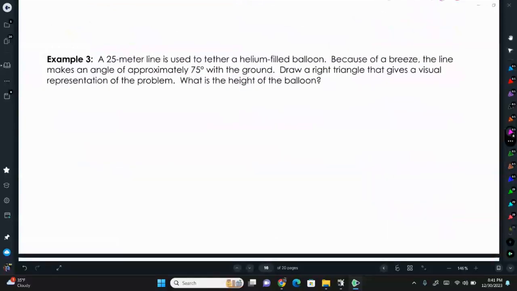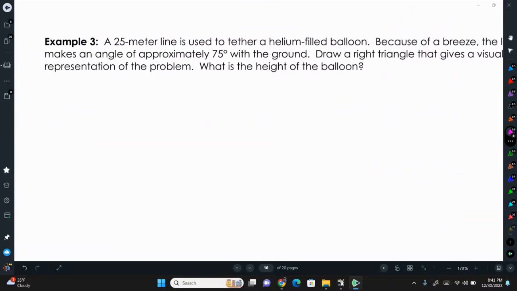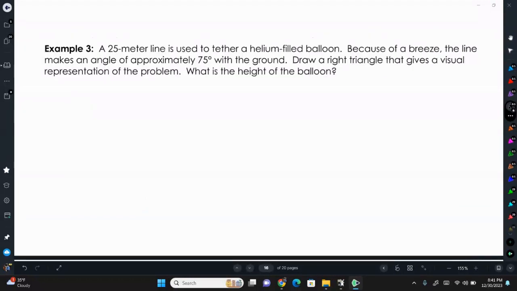All right, now the last thing we're going to do is a word problem. So we have a 25-meter line is used to tether a helium-filled balloon. Because of the breeze, the line makes an angle of approximately 75 degrees with the ground. Draw a right triangle that gives a visual representation of the problem. What is the height of the balloon? So we have a right triangle. There's the height. We know this angle is 75 degrees, and we know this is 25.